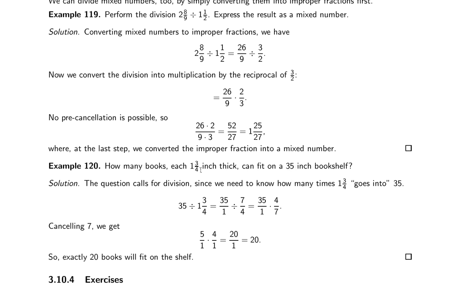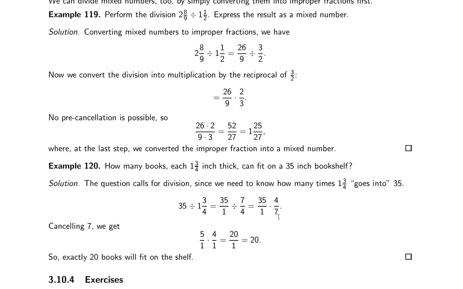For example, if your books were 5 inches thick, maybe math books, then 35 divided by 5 would be 7, so you could fit 7 of those books. But for this question, we're dividing by 1 3/4. So 35 becomes 35 over 1, and we're dividing by this improper fraction: 1 times 4 plus 3 is 7, so 7 over 4.